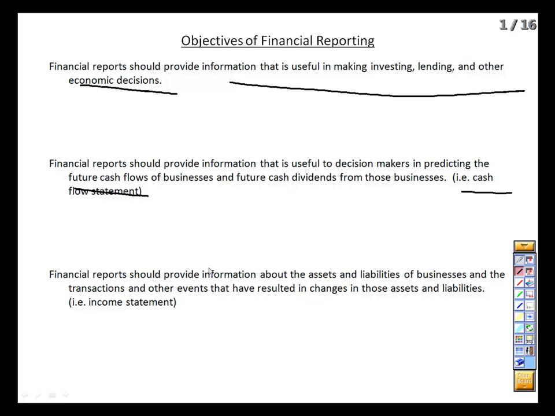We're also going to provide information about the assets and liabilities of the firm. There's our balance sheet, and also the transaction that caused those assets to go up or down. Why did our receivables go up? Why did our payables go up? Those changes can be traced to the income statement through our transactions with other parties. Sales to clients, expenses for wages and products and utilities, and the like. Those are big picture what our goals are. Improving decision making by providing cash flow information, balance sheet information, and income statement information.